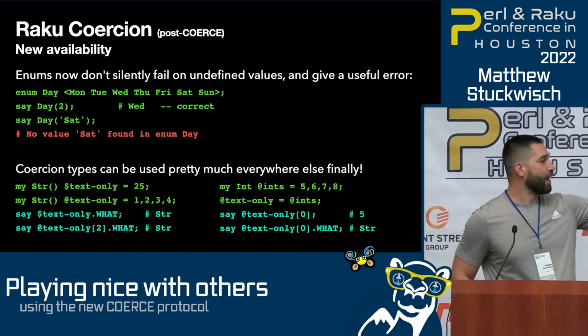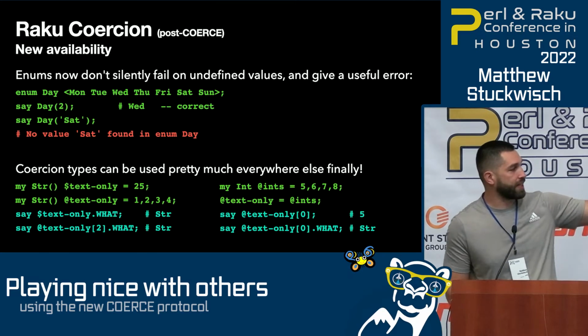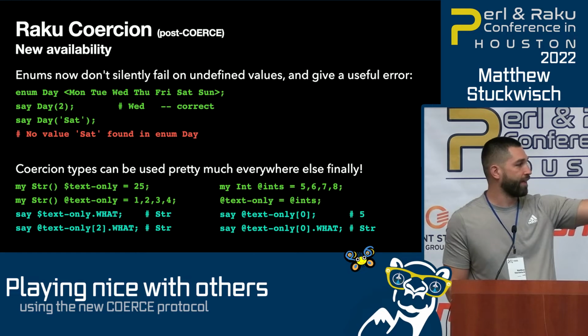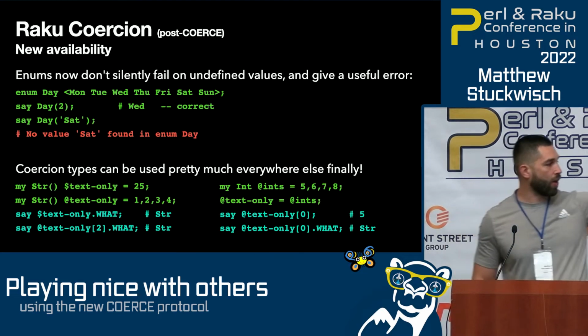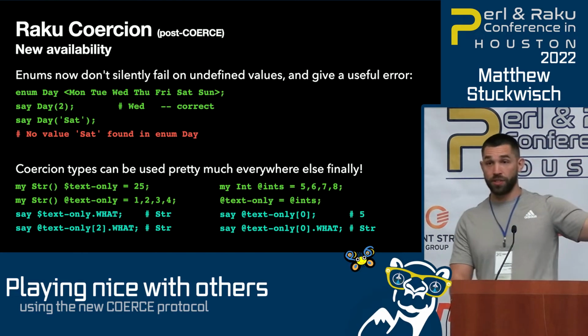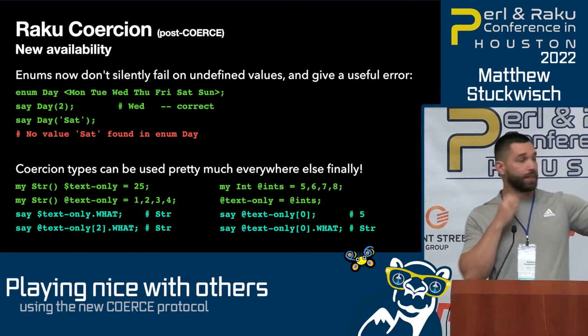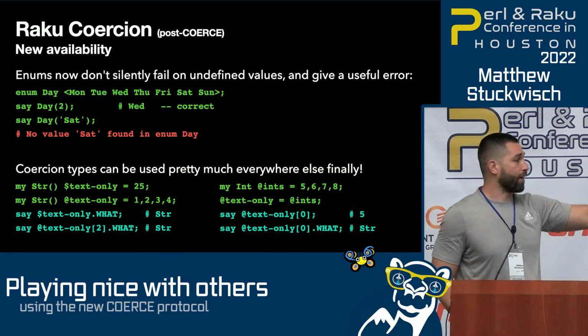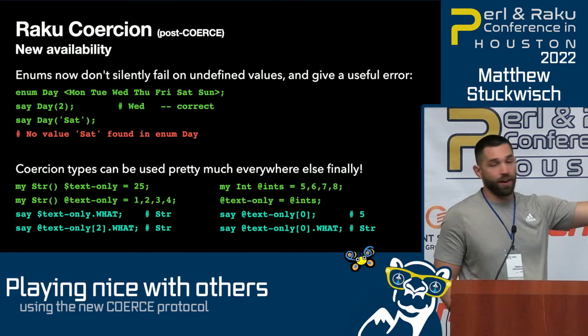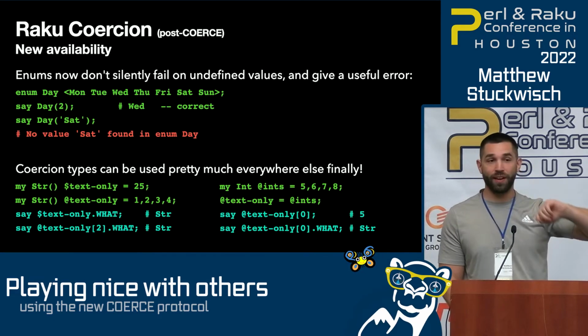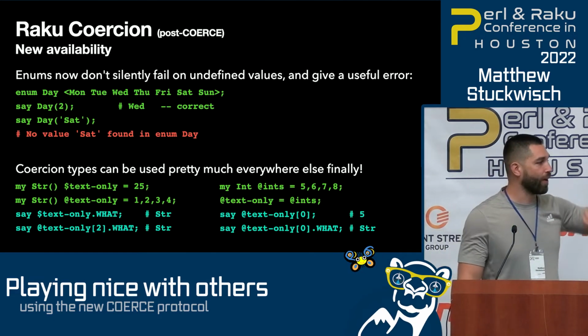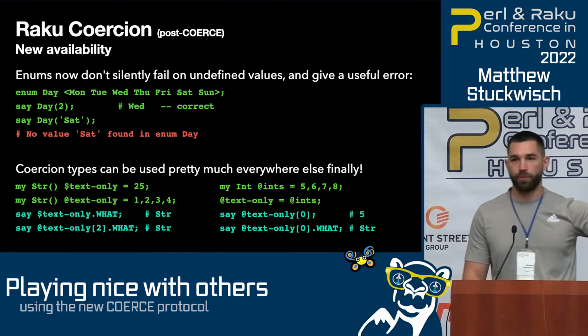All right, but notice now we can do, so my string text only equals 25. And if I call, hey, what is text only? It's a string, which is what we wanted. All right, and that did not work prior. My string text only on an array, and I just feed it a whole list of 1, 2, 3, 4, and all those values become strings.